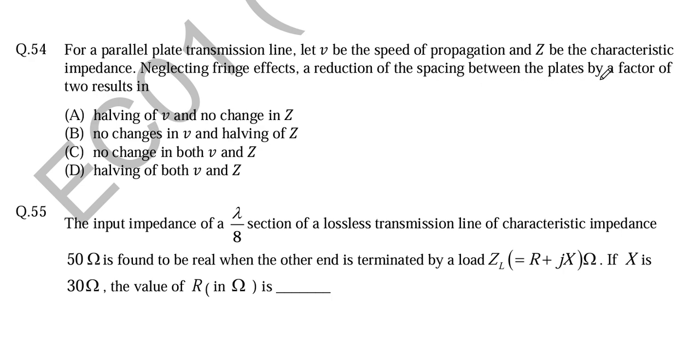So the question is, if we reduce the spacing between the parallel plates by a factor of 2, then what is the effect on the speed of propagation and the characteristic impedance? First we draw the transmission line here. These are the two parallel plates, where the length is d and the width is w.